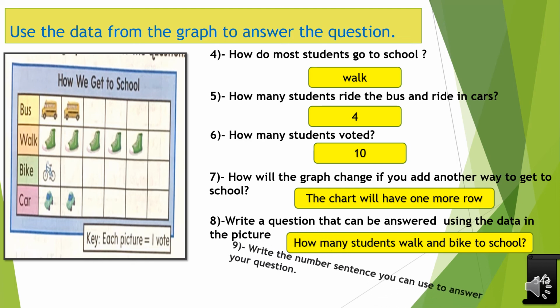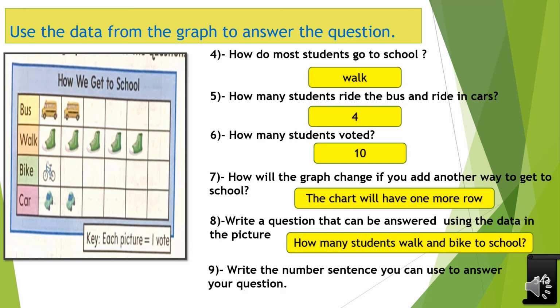Question number 9. Write the number sentence you can use to answer your question. The answer of number 9 depends on the question that you asked in number 8. According to this question, how many students walk and bike? So we need to add the number of students who walk, which is 5, and the number of students who bike, which is 1. If you write just the total number, you'll be mistaken because the question is to write the number sentence as the following. 5 plus 1 equals 6. This is the number sentence.